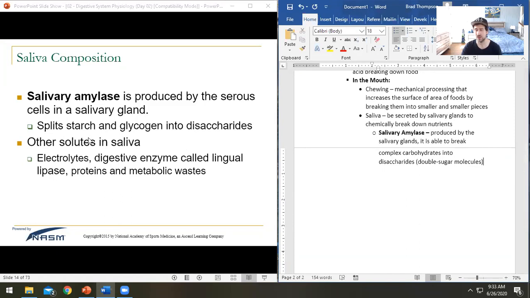Now, there are other nutrients in there too. Things like electrolytes can be found in there. Digestive enzymes like lingual lipase are actually going to be excreted by your mouth, and then travel down. That's going to further help with breaking down fats. And then there is a little bit of protein breakdown that's going to happen there as well. All of that's really important because that's another part of your autonomic nervous system.